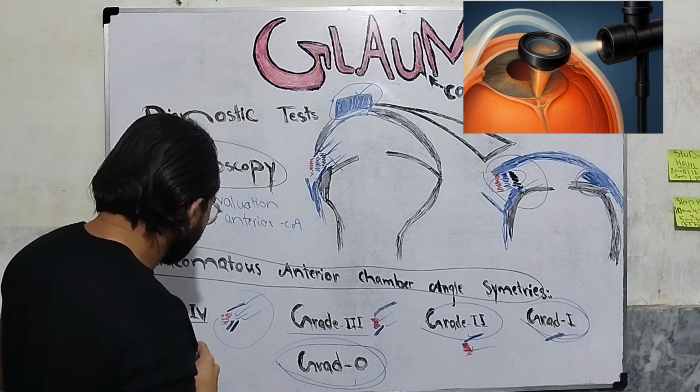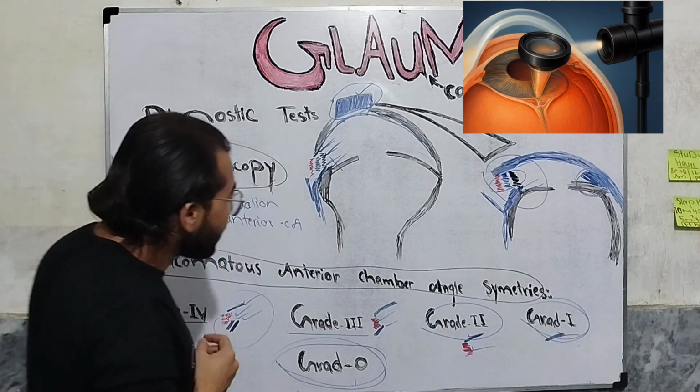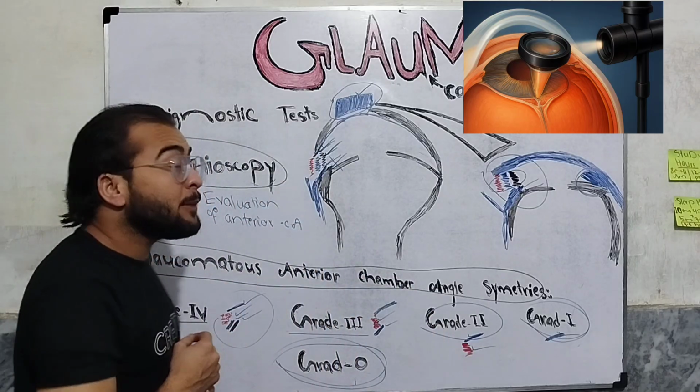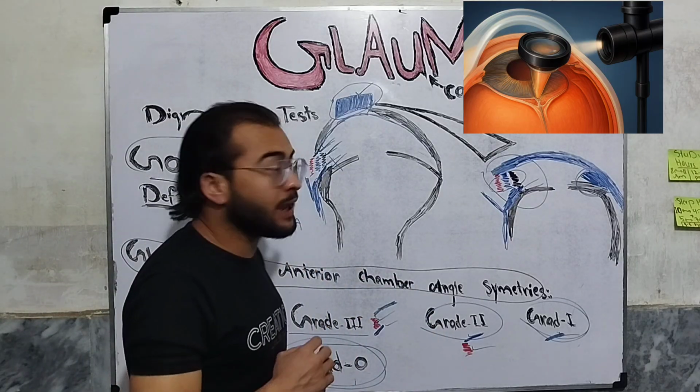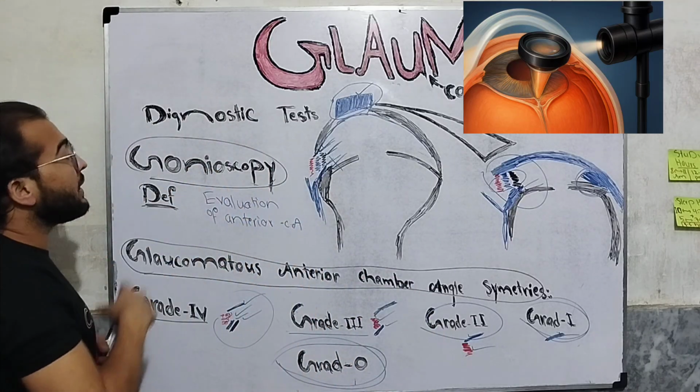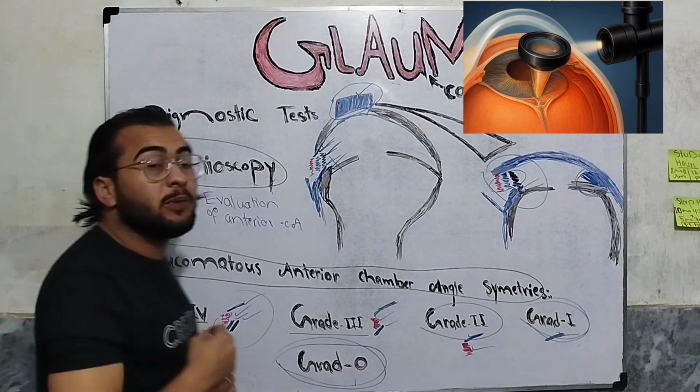So these are the 4 grades which can be present in different types of glaucomas. So this was about gonioscopy and the importance of gonioscopy in glaucomas.